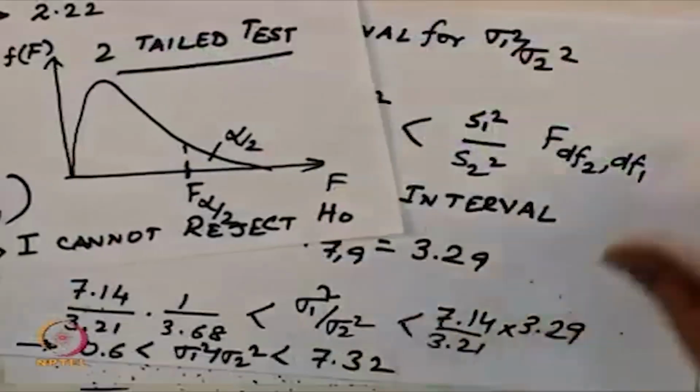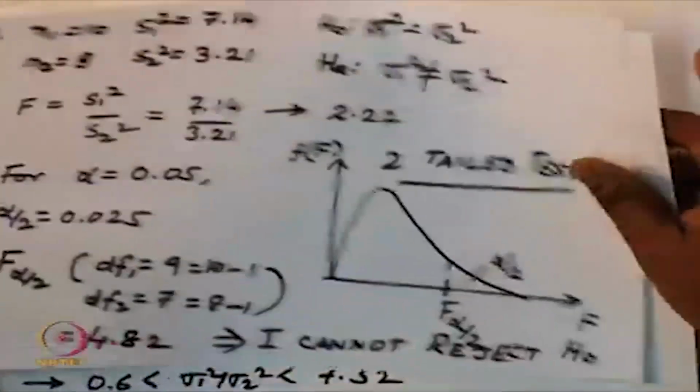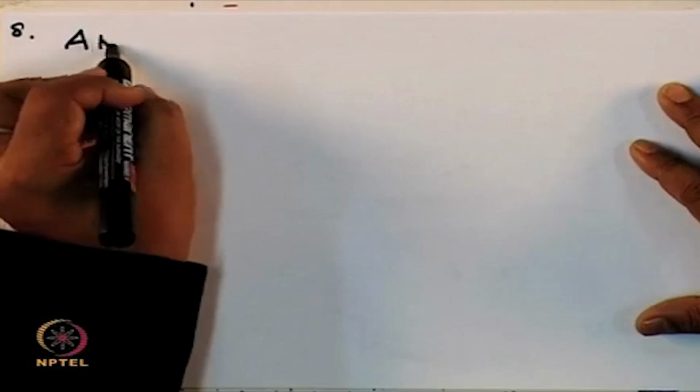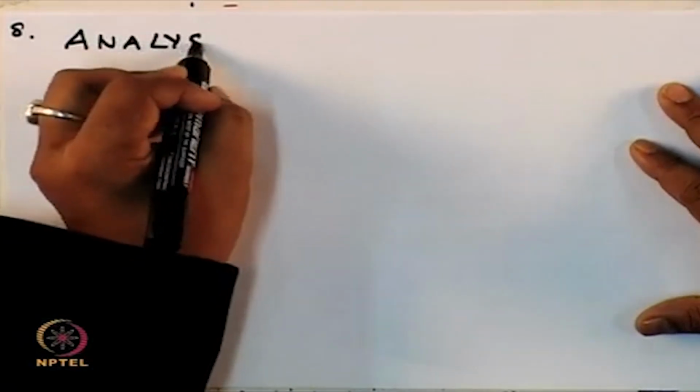Okay, so even though you have been unable to reject H naught, the ratio of your variances is quite variable. That brings us to the end of our discussion on the t test and F test for difference of population means and population variance. What we will initiate now is our discussion on a very important aspect of statistics called analysis of variance.